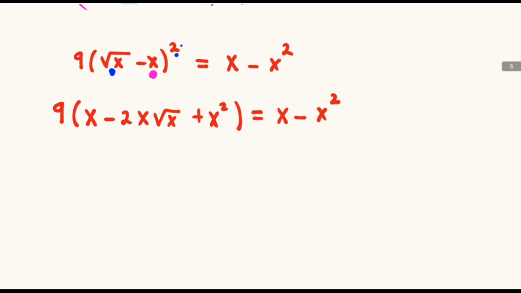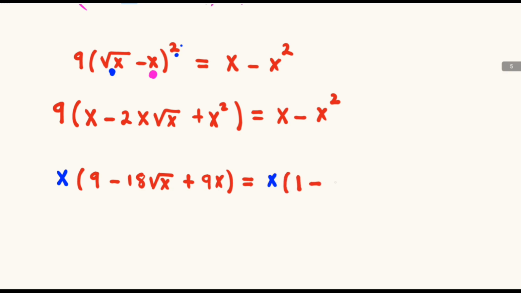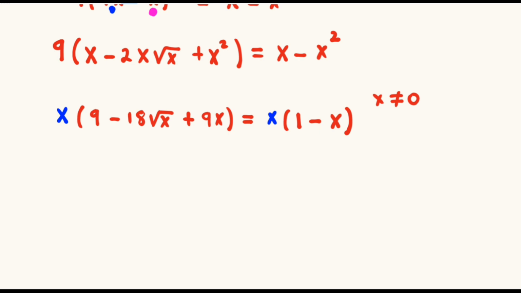We take out the x as our common factor, but we distribute the 9, so we end up with 9 minus 18 multiplied by the square root of x plus 9x. Even on the right hand side, we take out our x as our common factor, and since we already defined that x is not equal to 0, we divide both sides of the equation by x, and we have 9 minus 18 times the square root of x plus 9x is equal to 1 minus x.